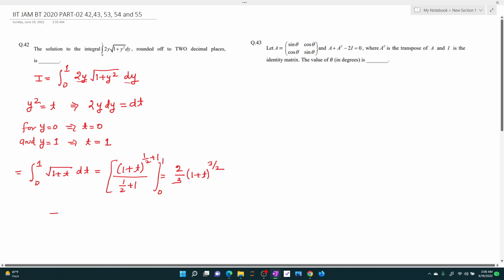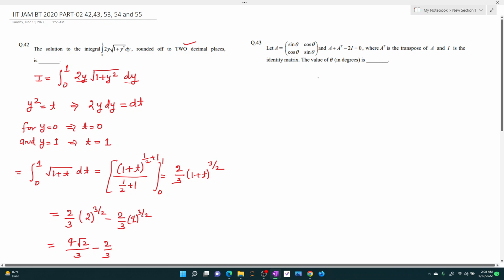When we put in the value 1, this comes out to be 2/3 times 2 power 3/2, minus 2/3 times 1 power 3/2. So this is nothing but 4 root 2 by 3 minus 2 by 3. With the help of a calculator we can find the value to the nearest two decimal places. So this is the answer of question number 42.